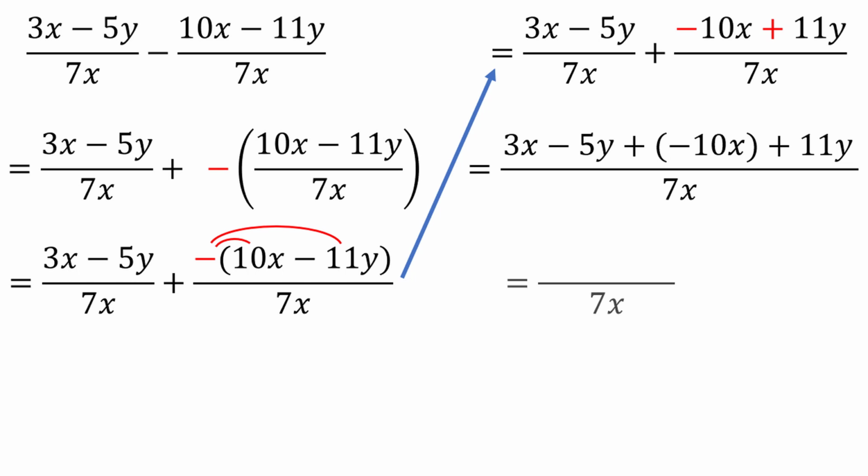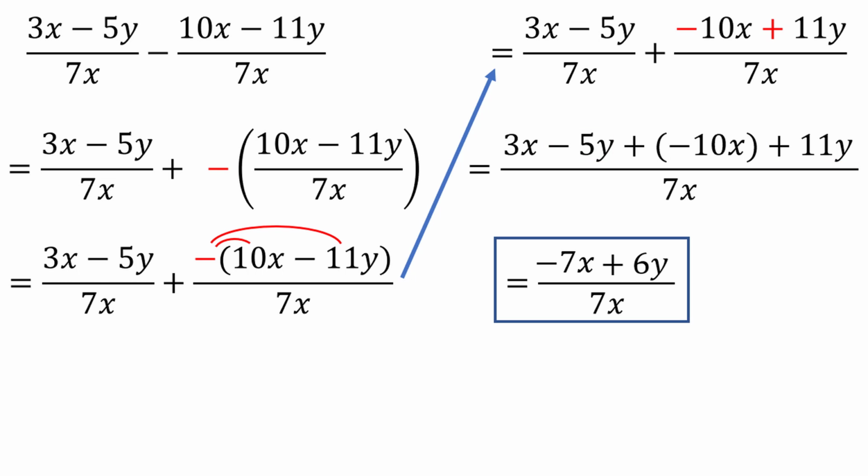Now we can combine our like terms. 3x plus negative 10x is the same thing as 3x minus 10x, which is just negative 7x. Negative 5y plus 11y is 6y. Our final answer is negative 7x plus 6y divided by 7x.